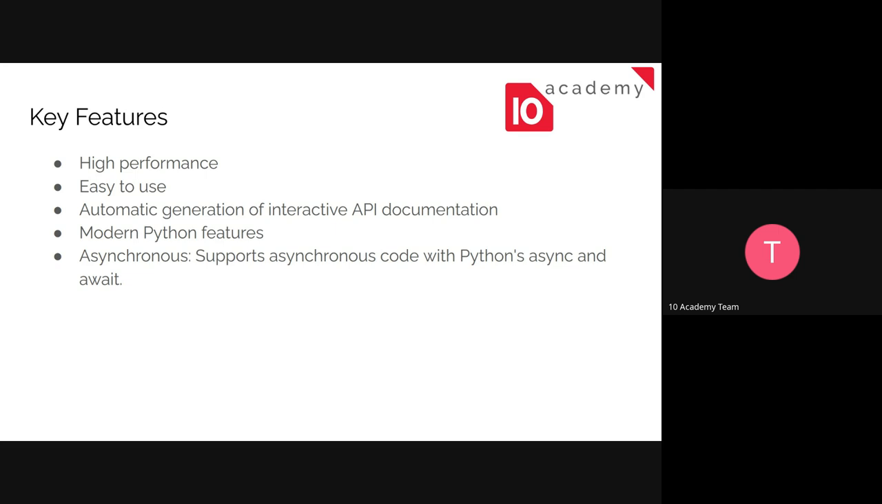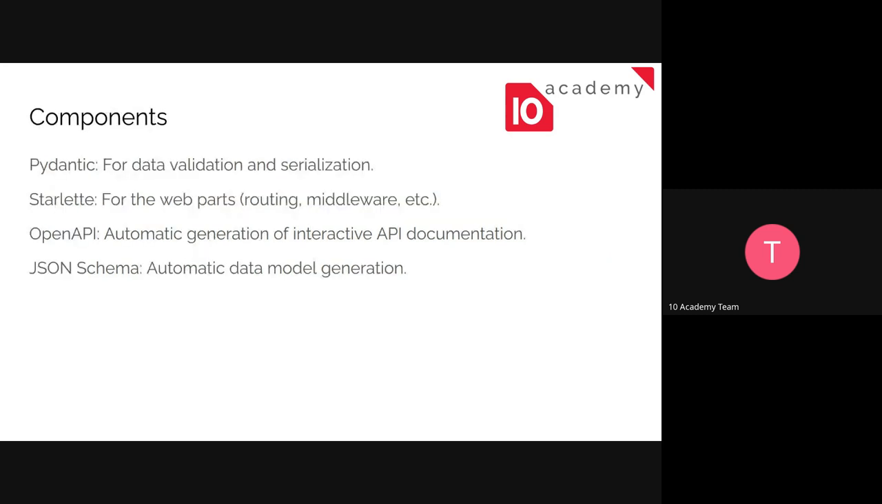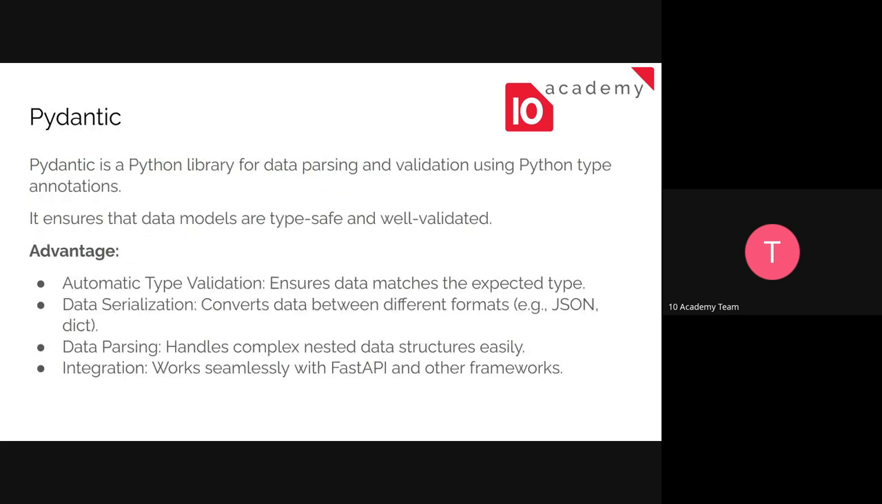Automatic generation of interactive API documentation. Pydantic is used for data validation and serialization, Starlette for the web part, routing and middleware, and OpenAPI for automatic generation of interactive API documents, and JSON Schema for automatic data model generation. So Pydantic is for the data part, a Python library.